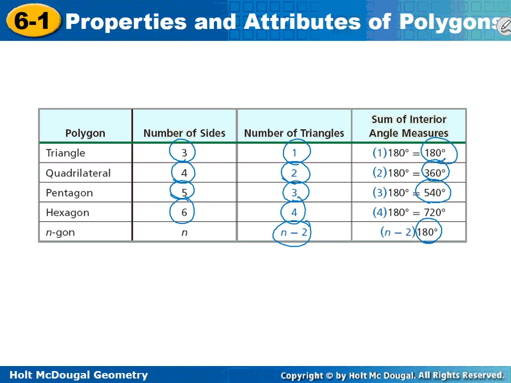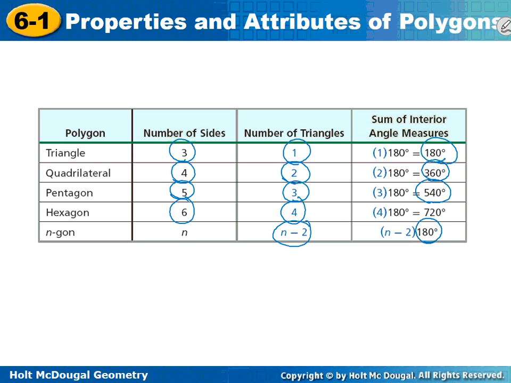10 minus 2, and then what? Times 180. Okay, help me out. What's 10 minus 2? 8. What is 8 times 180? 1,440. Don't forget your degree symbol. We're finding the sum of the angle measures.